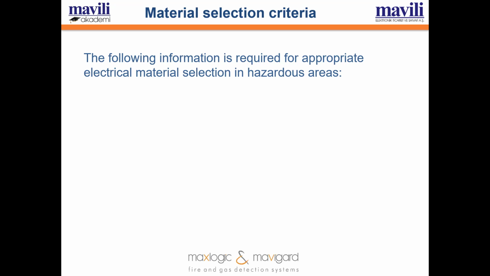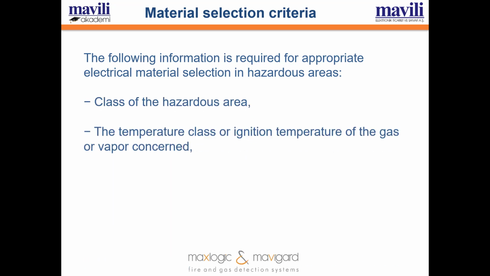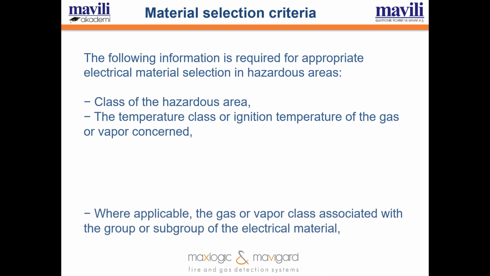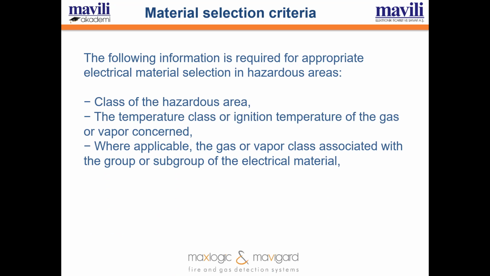The following information is required for appropriate electric material selection in hazardous areas. Class of the hazardous area, the temperature class or ignition temperature of the gas or vapor concerned, where applicable, the gas or vapor class associated with the group or subgroup of the electrical material, external influences, and ambient temperature.